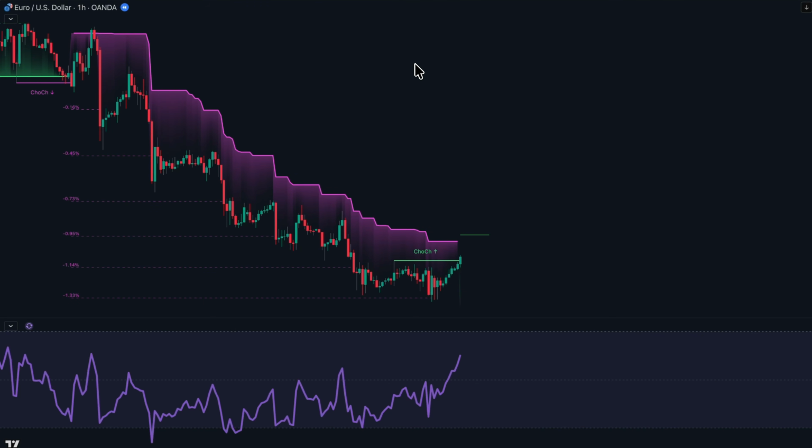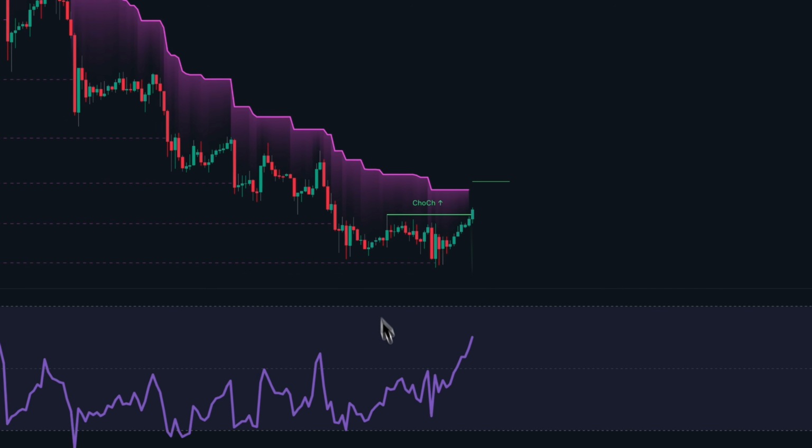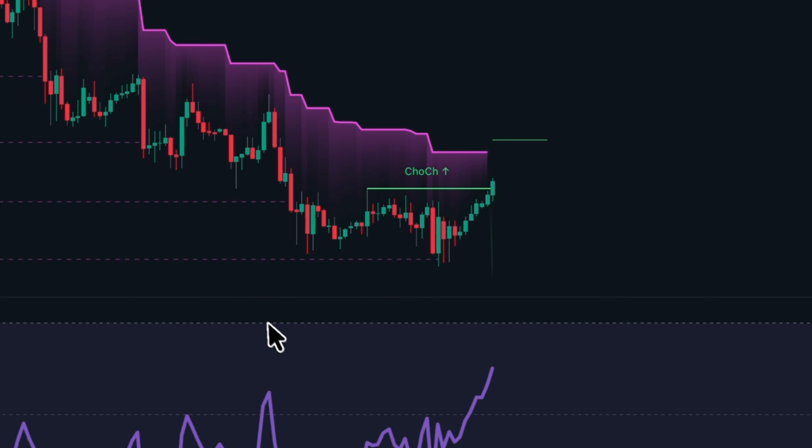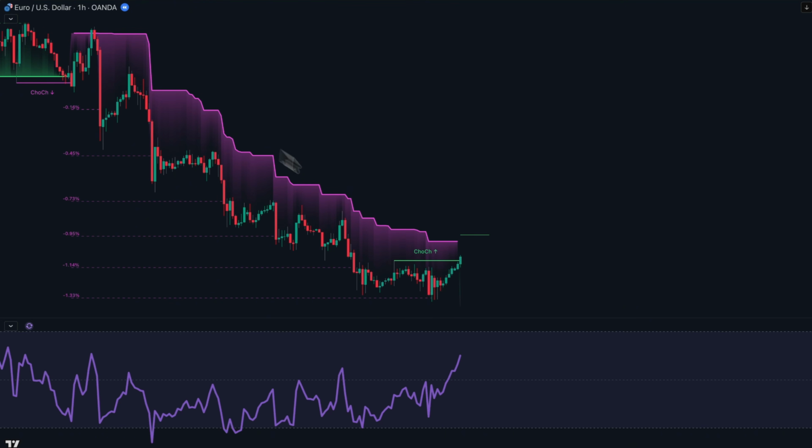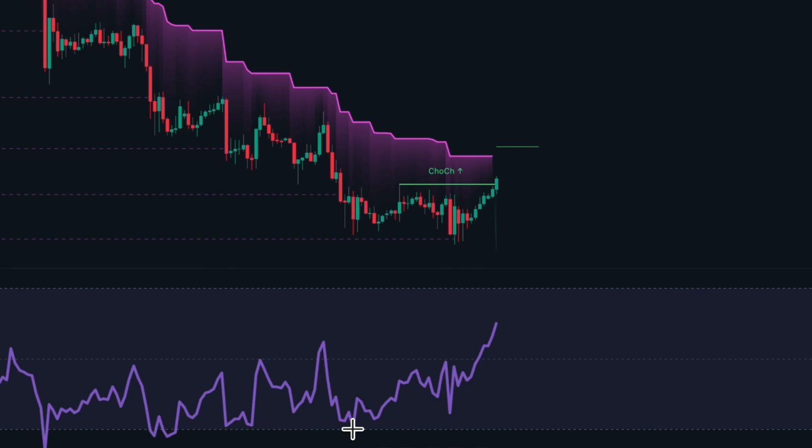Now let's look at a long and everything here is mirrored. This time, we need a bull divergence on RSI first, and then a candle closing above the last lower high. Coming out of this downtrend, price makes a lower low, but when we look at RSI, it makes a higher low, and there is our bull divergence.